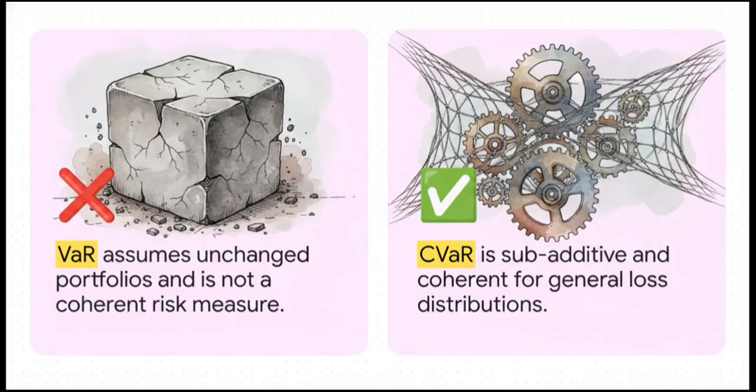Plus, VAR is not sub-additive. What does that mean in plain English? It means VAR might falsely tell you that diversifying your portfolio is actually increasing your risk, which makes absolutely zero sense. Because of this mathematical glitch, it's not even considered a coherent risk measure. CVAR, on the other hand, fixes the math. It behaves coherently for general loss distributions, including discrete distributions, and it is sub-additive, so it's a much more accurate ruler for measuring true market risk.